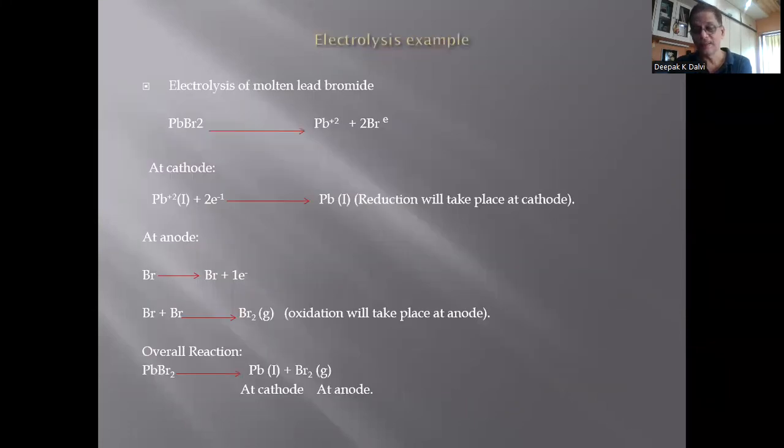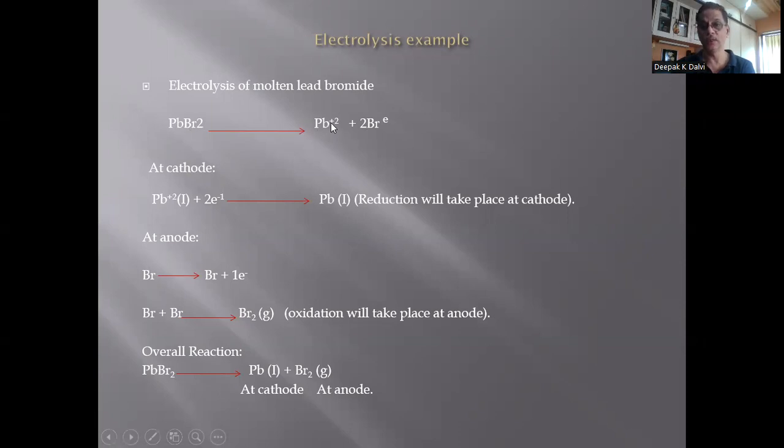Having explained electrolysis to a certain extent, we can take an example to help you understand it better. What happens when an electric current flows through the electrolyte solution in which the anode and cathode are dipped? For example, we take a molten lead bromide solution. When the electrodes are dipped in molten lead bromide, what happens? The equation is PbBr2 giving Pb2+ plus 2Br-.